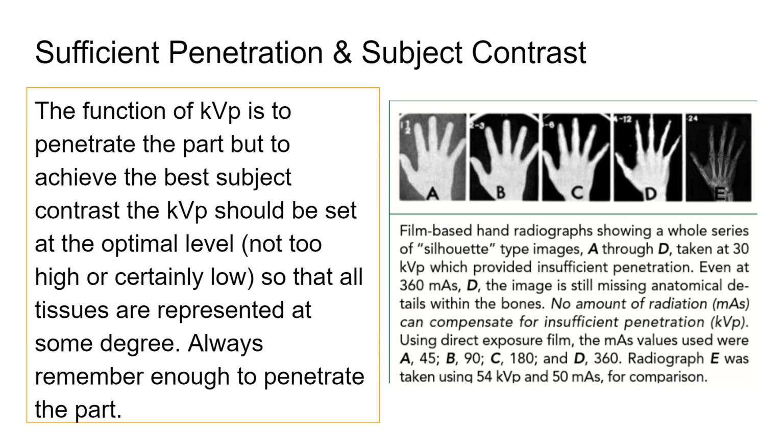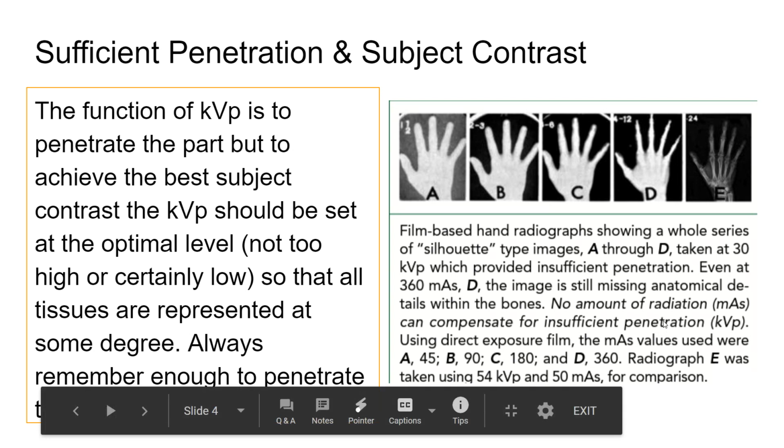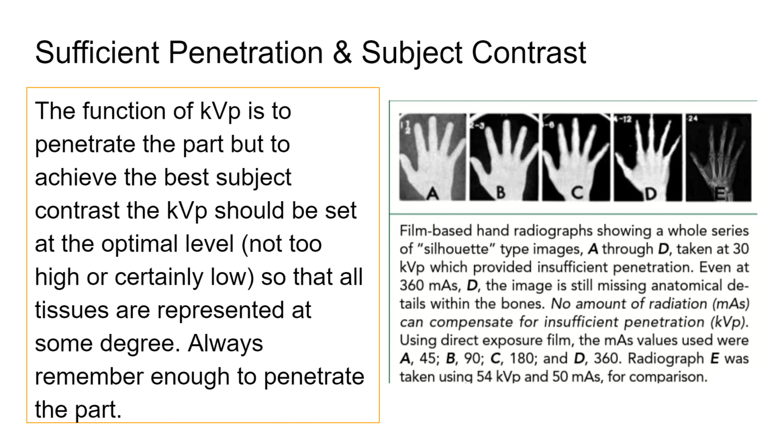So here are some images. They're film images, but this is a key statement here. No amount of radiation can compensate for insufficient kV penetration. So if you set, we did this in the lab a long time ago, if you set 40, 45 kV for a pelvis, it doesn't matter how high your MA and your time, how high your MAS is. If they're not penetrating, then it's just going to add to the dose of the patient.